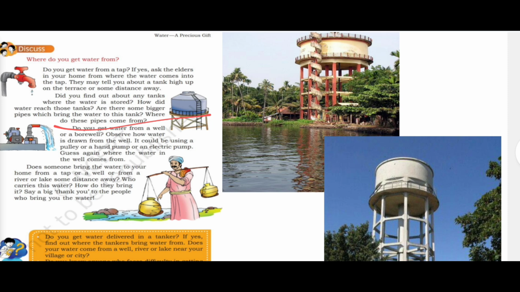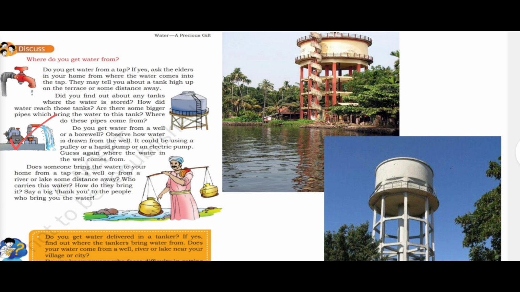Now let's go to the next para. The next para says, do you get water from a well or a bore well? So for the tap we saw that you need a water tank, right, to provide you with water. Now what about the wells and bore wells? Observe how water is drawn from the well. So from the well, how do you get water? You use a motor and you pull out the water. It could be using a pulley or a hand pump or an electric pump. The image is of an electric pump.